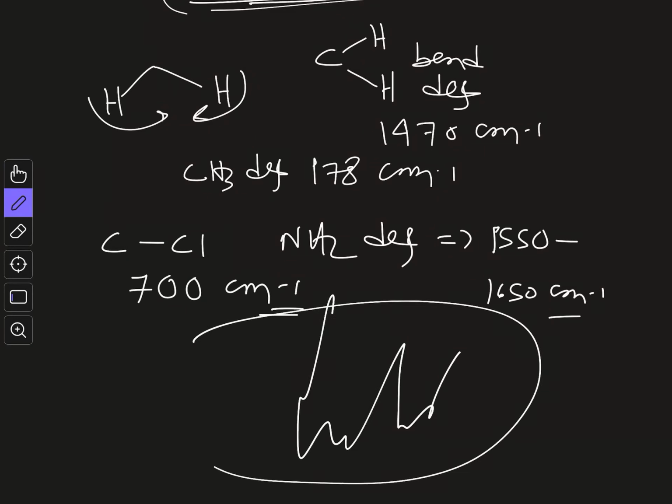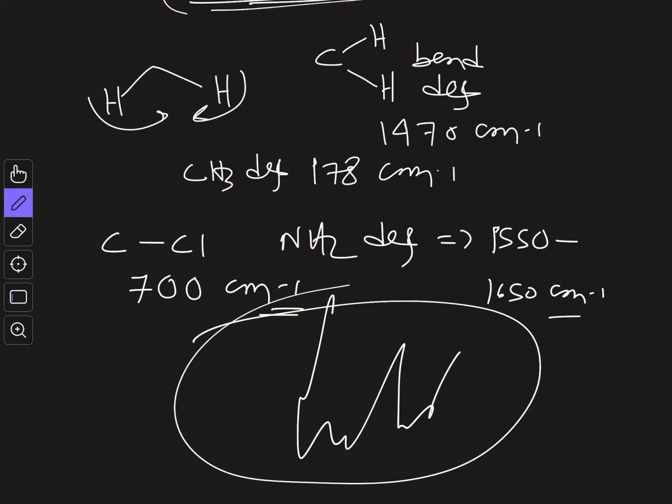Okay, so you can overlap. You take data, you have previous experimental data of the same region, you overlap these two, and then you can say that yes, this is this functional group or this is this molecule. So you can characterize the overall molecule.